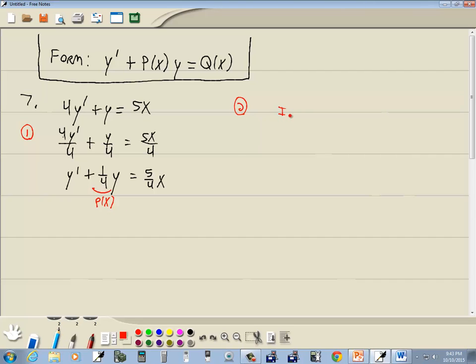So step 2, we want to find our integration factor. So mu of x is going to equal e to the power of the integral of p of x dx. So we got e to the integral of 1/4 dx. And remember, if you have a number, you just put an x on it. So it becomes e to the power of 1/4 x. And that's our integrating factor.